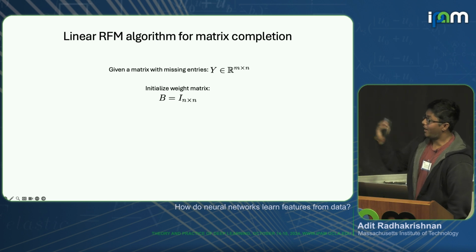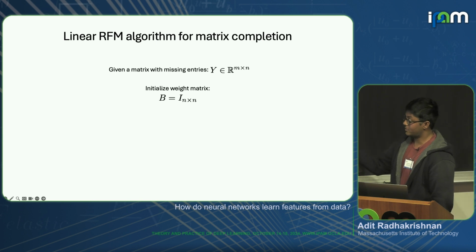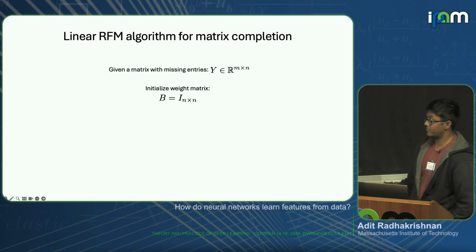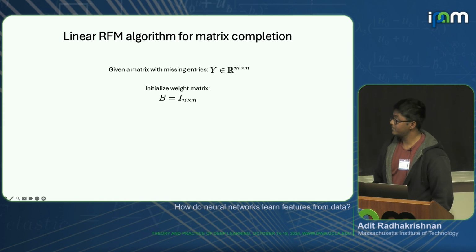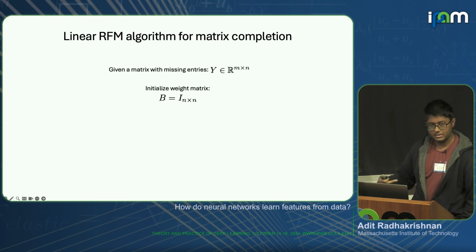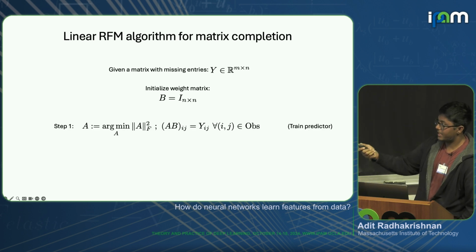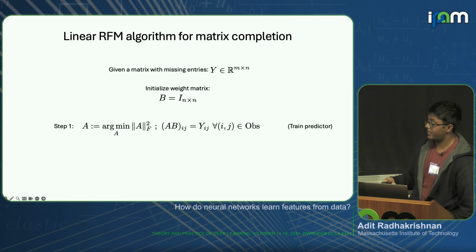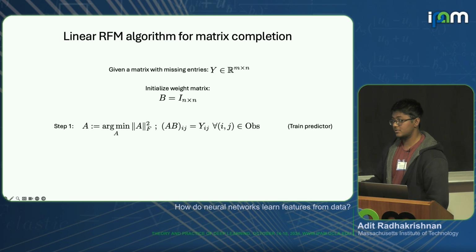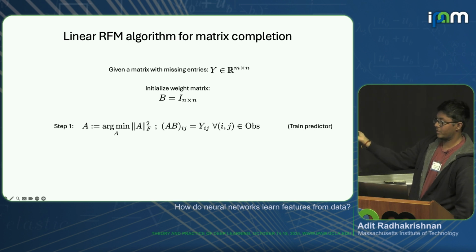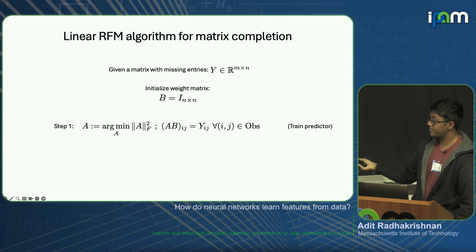Okay. And so how does the algorithm for RFM work in this case? Well, we have a matrix Y with some potentially missing observations. We have an initial weight matrix B, which I start at the identity. And now instead of using gradient descent to update A and B, what I'm going to do is the following procedure. I'm going to take my model, which is A times B. I'm going to fix B, solve for A using least squares. And so this model will interpolate the data for all the observations. This is my training the predictor step.